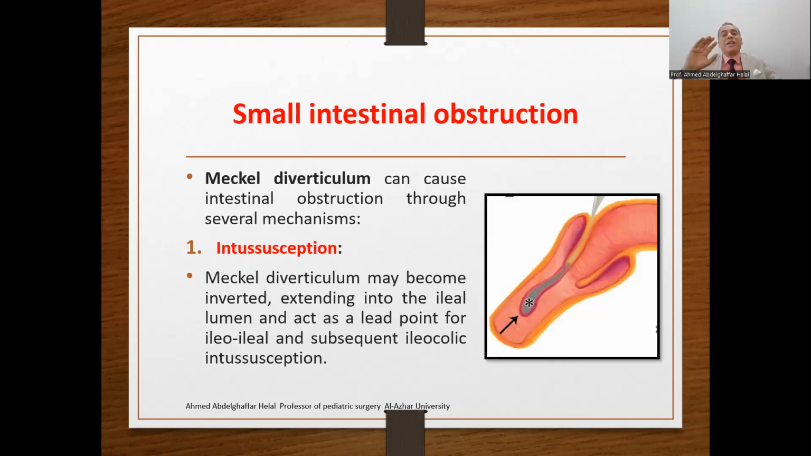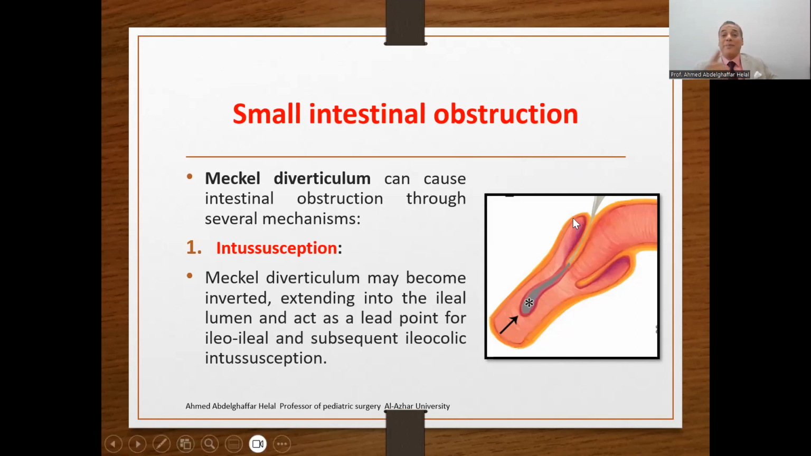The second presentation of the Meckel is small bowel obstruction. The Meckel can cause intestinal obstruction through several mechanisms. Number one, intussusception. The Meckel diverticulum may get inverted inside the ileal lumen and act as a lead point, as we explained in the presentation of intussusception.